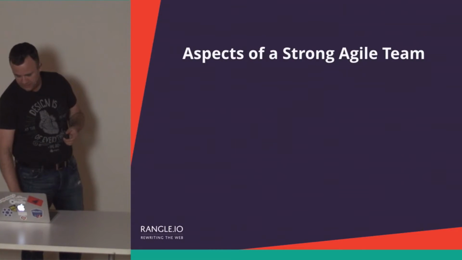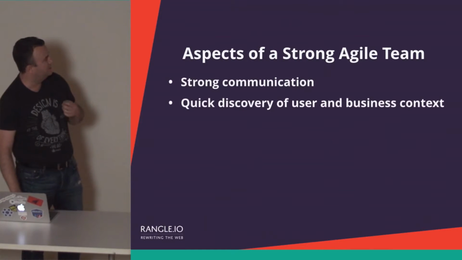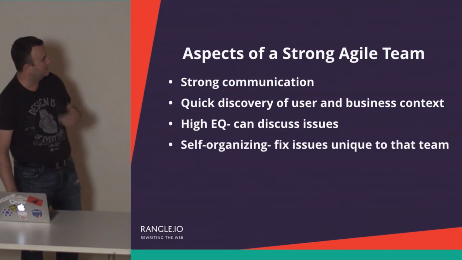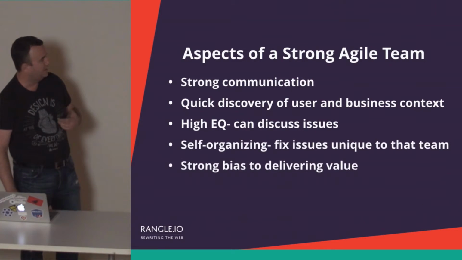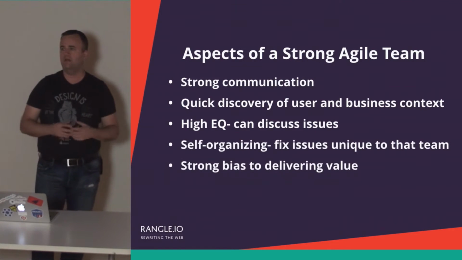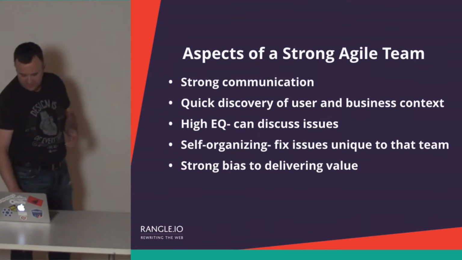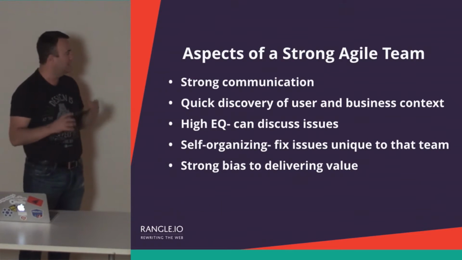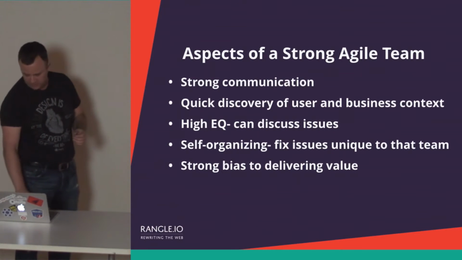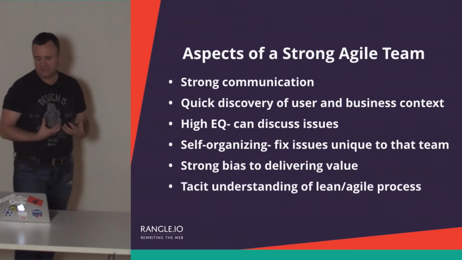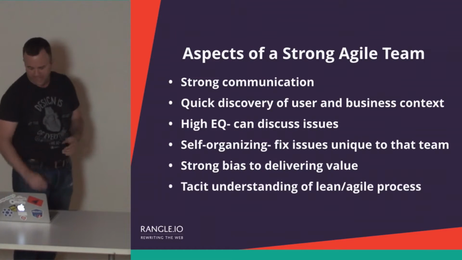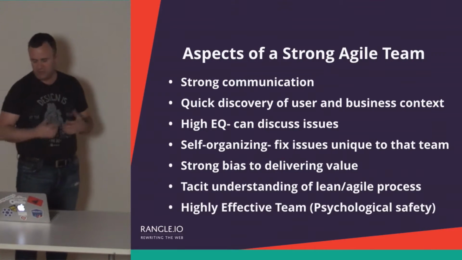So you can build an Agile team. You have a strong Agile team. You've got strong communication. The team has quick discovery of user and business context. They have a high emotional intelligence. They can discuss issues. They can self-organize and fix issues. They have a strong bias towards delivering value, not building logon systems and authentication systems and object relational mappers and machine learning backends. They're trying to deliver value. They're really focused on the user. And they have a real tacit understanding of Lean Agile. They trust it. They know when it's going wrong, and they self-correct. They push back. And they're a highly effective team.